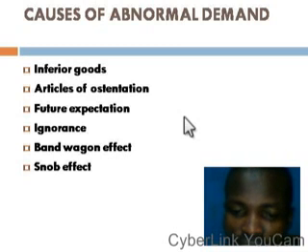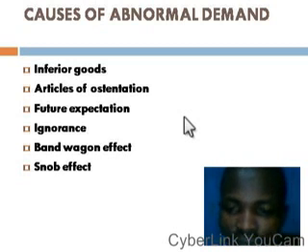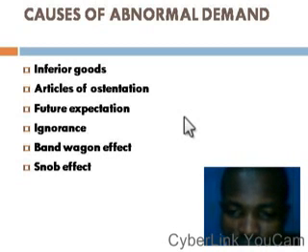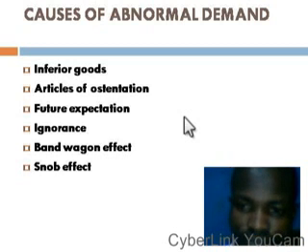You are told that change in quantity demanded arises as a result of a change only in the price of a commodity, while all other factors remain constant. While a change in demand arises when other factors other than the price change, while the price of the commodity remains constant. Then we looked at abnormal or exceptional demand.